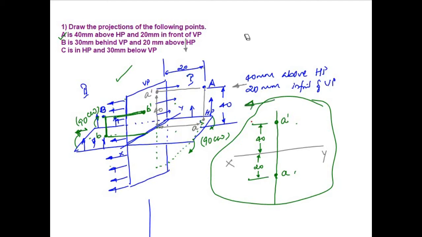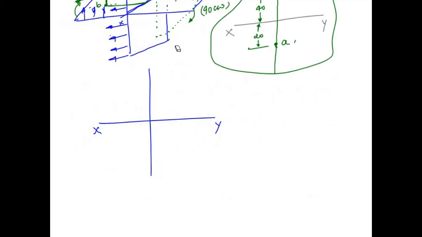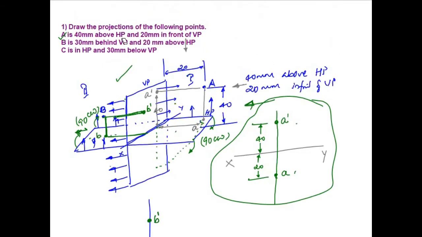So accordingly I will mark. B dash will be above horizontal plane, a distance of 20 mm above horizontal. From xy line also it will be 20 mm. So I will mark that. That will be my B dash, and 30 mm behind VP, so this distance is 30 mm.